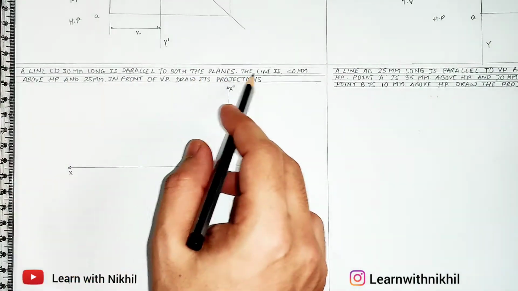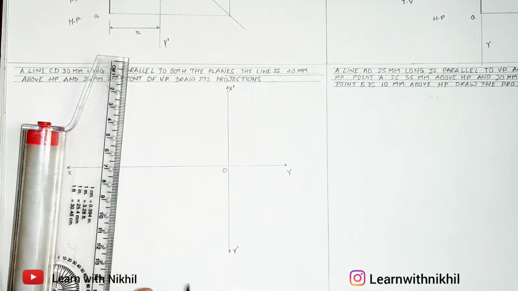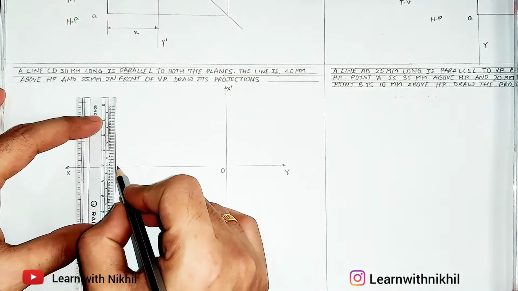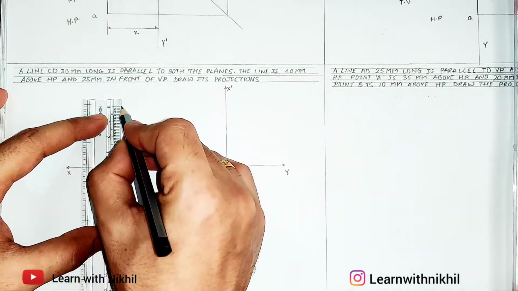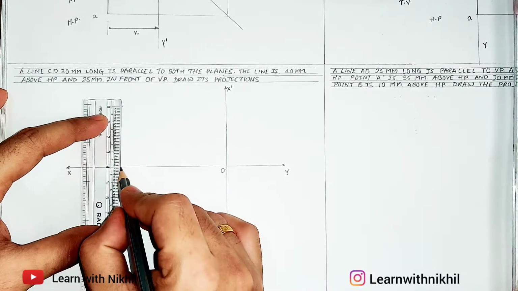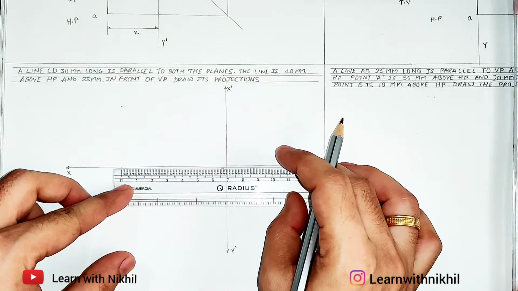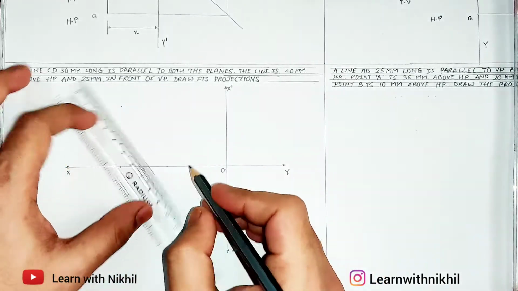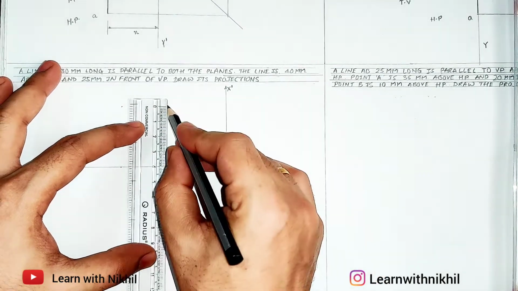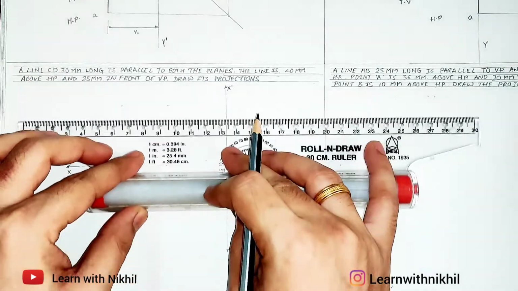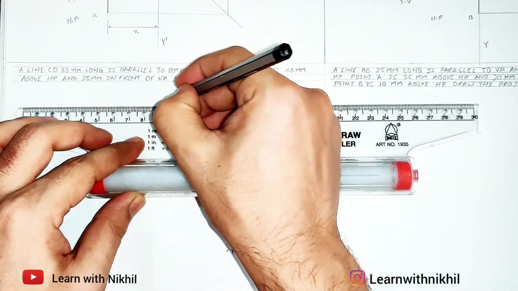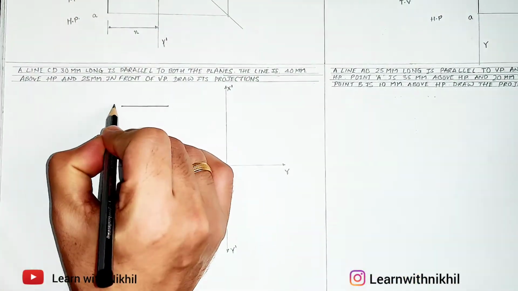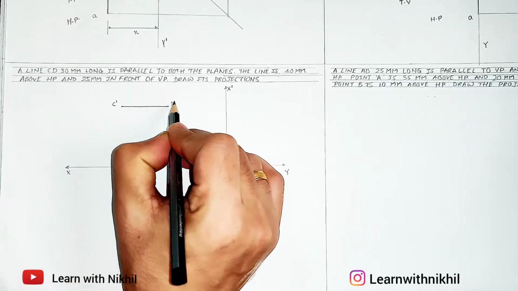Now the line CD is 30 mm long and it's parallel to both the planes. So as we have seen, it will be above this at a height of 40 mm. So I marked a point 40 mm above horizontal plane and the length of the line is 30 mm. So from here I am constructing 30 mm. We'll move this point above 40 mm. And we'll draw a horizontal line, dark line. So this is the front view of the line which is above 40 mm of HP, that is horizontal plane. This will be C dash, D dash.